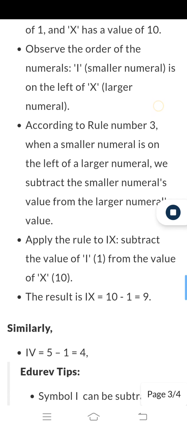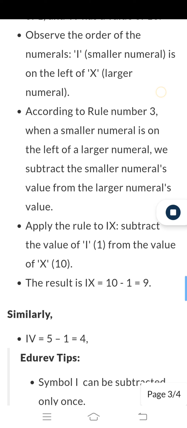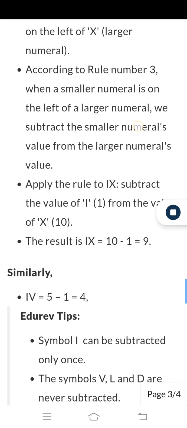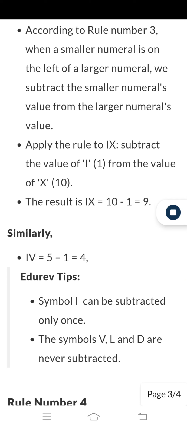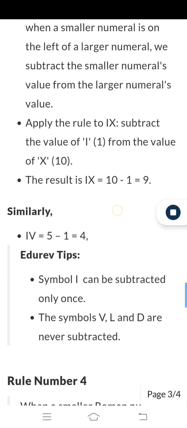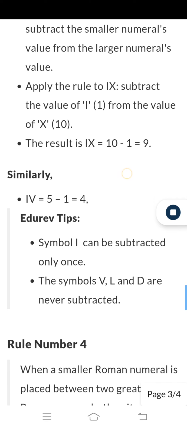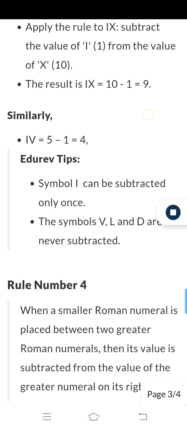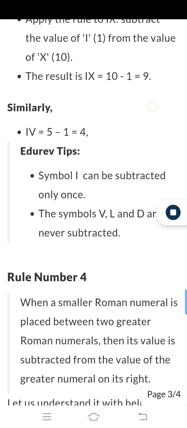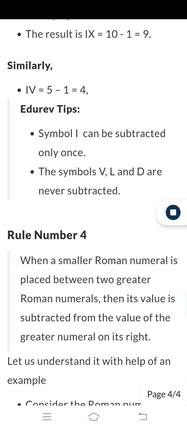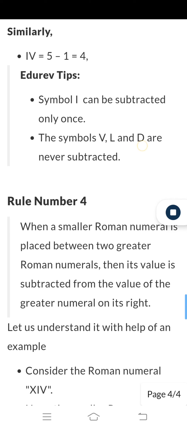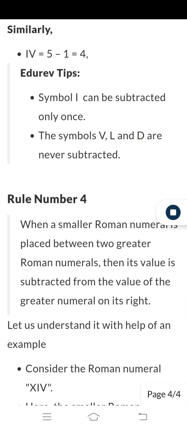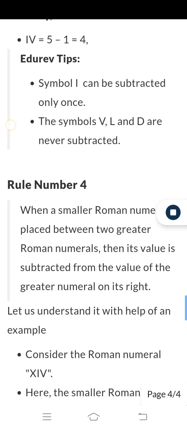Observe the order of the numerals. I, the smaller numeral, is on the left of X, the larger numeral. According to rule number 3, when a smaller numeral is on the left of a larger numeral, we subtract the smaller numeral's value from the larger numeral's value. Apply the rule to IX: subtract the value of I, 1, from the value of X, 10. The result is IX equals 10 minus 1 equals 9. Similarly, IV equals 5 minus 1 equals 4. Points to remember: symbol I can be subtracted only once. The symbols V, L and D are never subtracted.